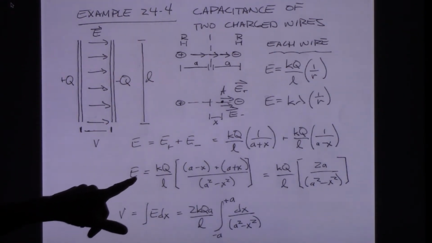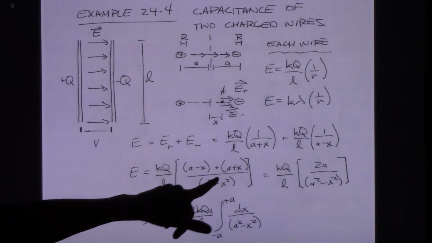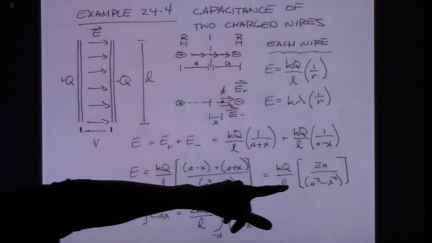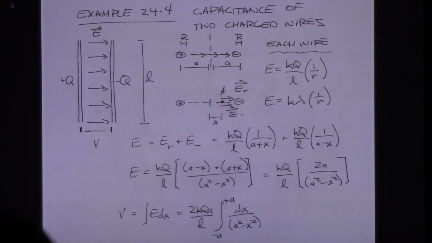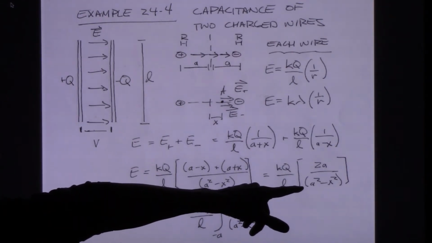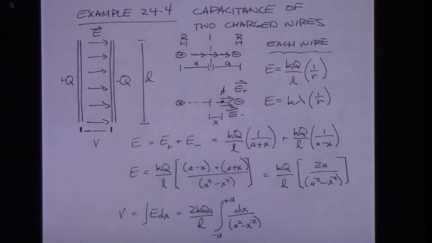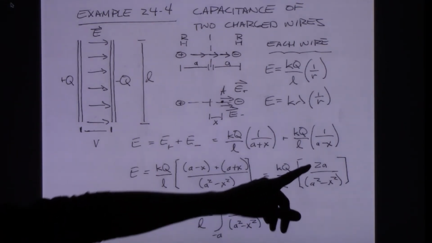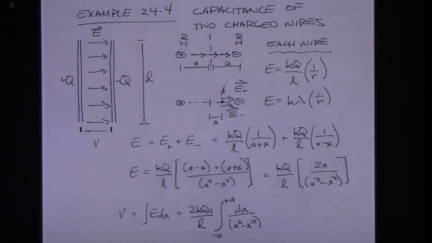So the E field between, KQ over L, I got a common denominator, and I ended up with 2A over A squared minus X squared. So that's the E field formula. Now, you might be a little worried, I know I am. Look at that denominator. Think back to your calculus classes. When you were doing functional analysis in calculus, did A squared minus X squared in the denominator, was that a concern? And you go, absolutely.